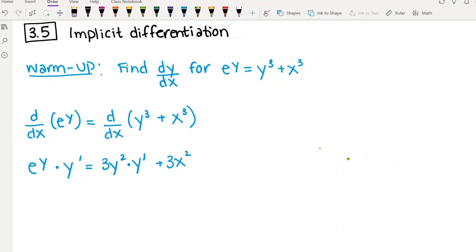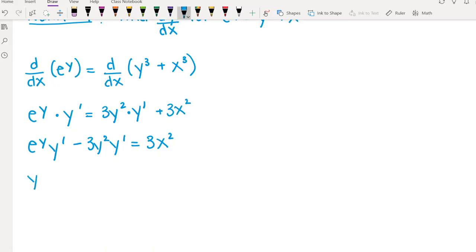So the next step is basically we're trying to solve for y prime, and so we want to rearrange this equation to help us isolate y prime. And so that means that anything that contains a y prime in it, we want to move that to one side, and anything that doesn't, we want to move to the other side. So in this case, let's subtract this term from both sides. So we'll end up with e to the y times y prime minus 3y squared times y prime is equal to 3x squared. And so now we can factor out a y prime from everything on the left-hand side. So we end up with e to the y minus 3y squared.